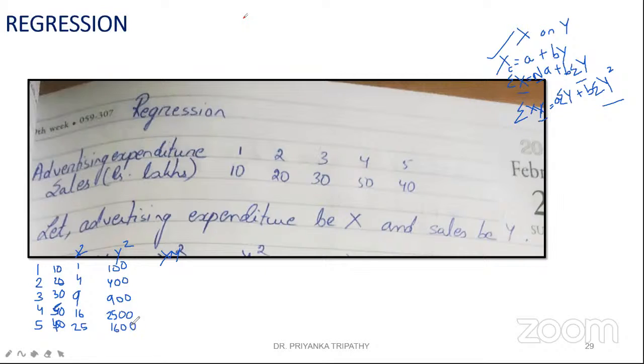Similarly, xy: 1 into 10, 10; 2 into 20, 40; 3 into 30, 90; 50 into 4, 200; 40 into 5, 200, right? Find the total. Yes, ma'am. Find the total. 5 plus 4, 9, 12.